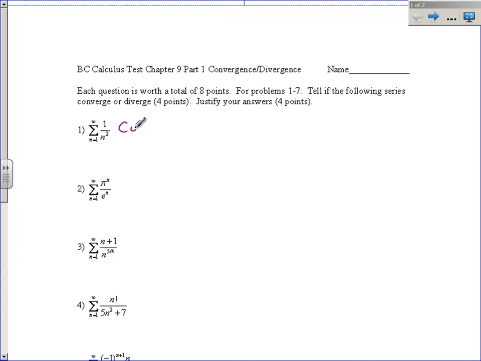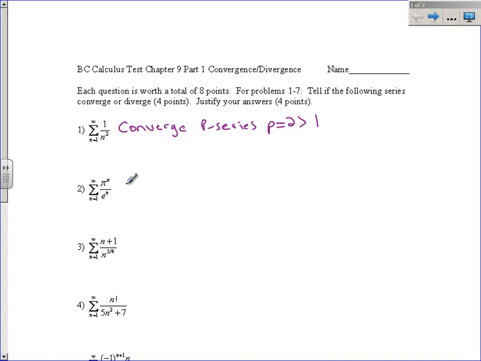Number one, this answer is converge, and this is a direct application of a p-test. So my reasoning for this is a p-series, but I will not just stop there. I will say this is a p-series with p equal to 2, which is greater than 1. So I'm going to show Mr. G that I know what the cutoff is. I'm not just going to say p-series.